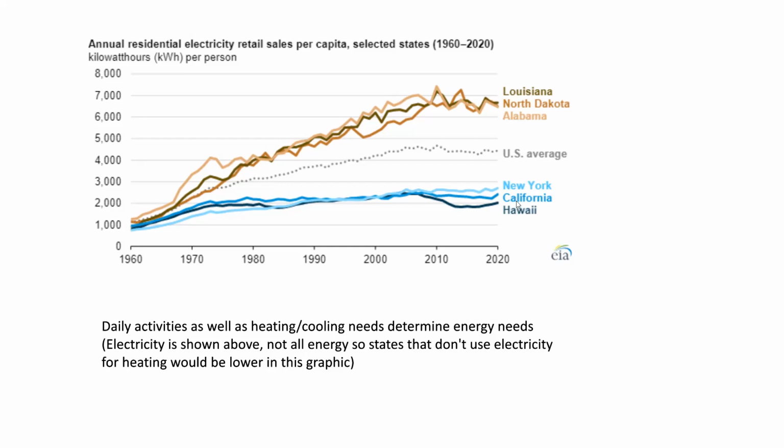Part of that is going to be due to the lifestyle. Part of it's going to be due to how they heat and cool their homes. So the top states, I would guess, probably heat and cool their homes with electricity, where the bottom ones may not be doing that. So that's why we can see some of the differences. But in general, we're going to see differences in energy needs and energy usage, just based on lifestyle, available resources, and a whole bunch of different factors.